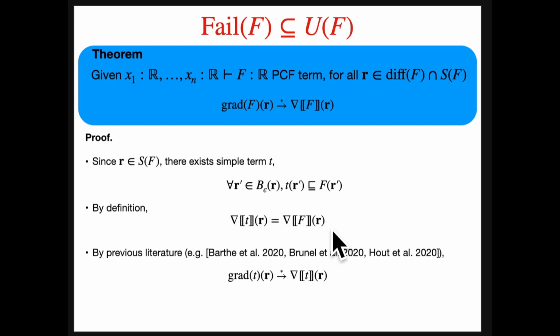And by results of last year, which have been published independently in 3 different papers, you have the soundness of AD for simply typed lambda calculus. So you have that grad t actually computes the gradient of t. And then you can lift this computation to grad f by extending this simulation relation between t and f to a relation between grad t and grad f by a tricky syntactical lemma which we call the extrusion lemma in the paper.